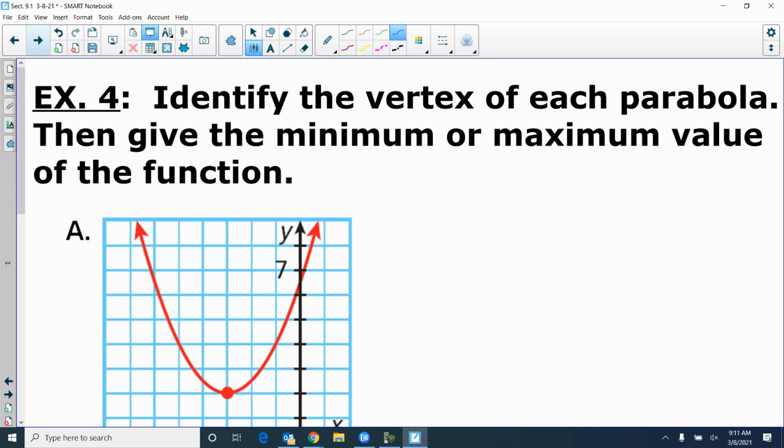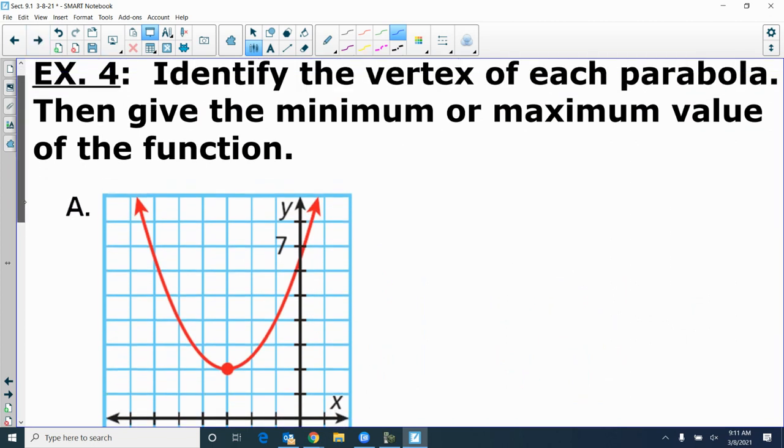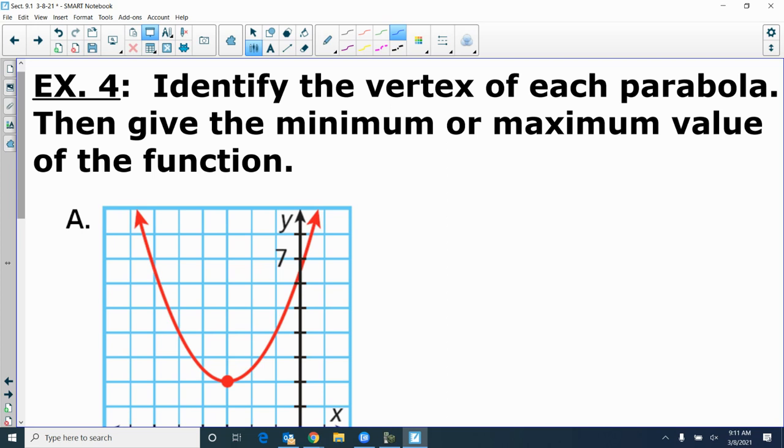So go ahead and flip it over. The vertex is a point. The minimum or maximum is just a number.